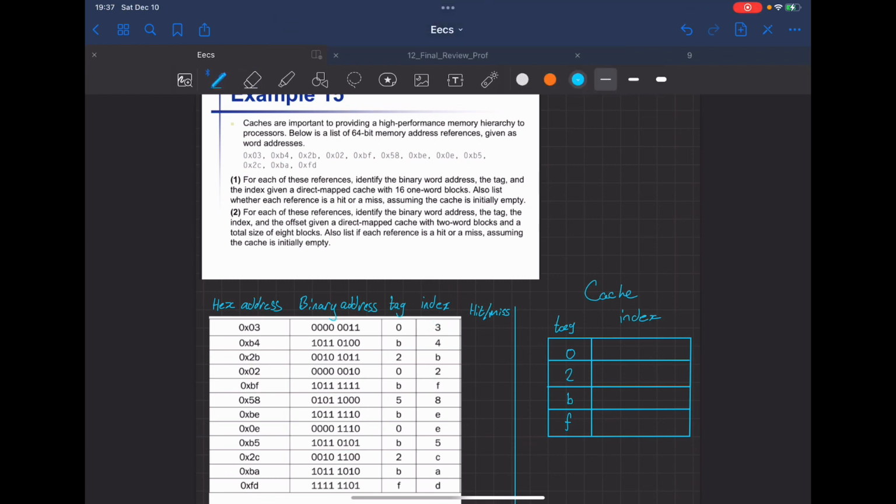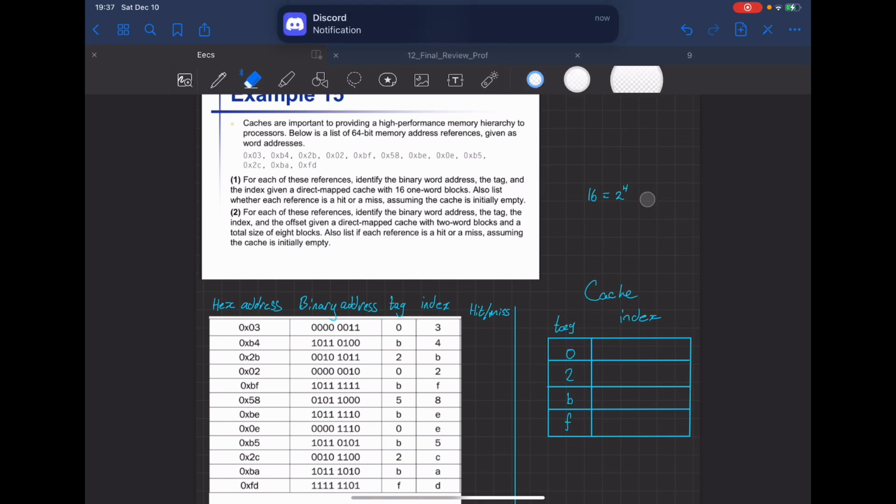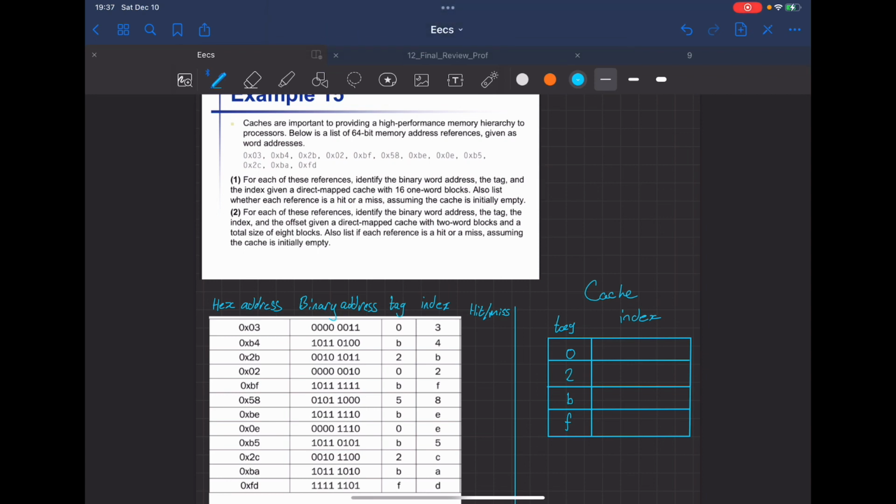Where that is from is knowing that it's a direct map cache, so it's not the associative one. Since we know that, that's great. In addition, we know that it's going to be 16 blocks, and that's 2 to the power of 4. So this 4 tells us that we're going to have 4 bits for the tag and 4 bits for the index.